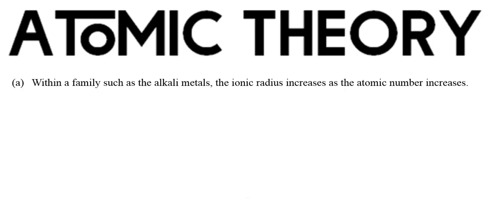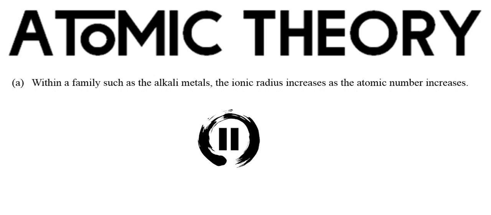First one. Within a family such as the alkali metals, the ionic radius increases as the atomic number increases. So please pause it and then come up with 2 to 3 sentences explaining why in any group the ionic radius increases as the atomic number increases.